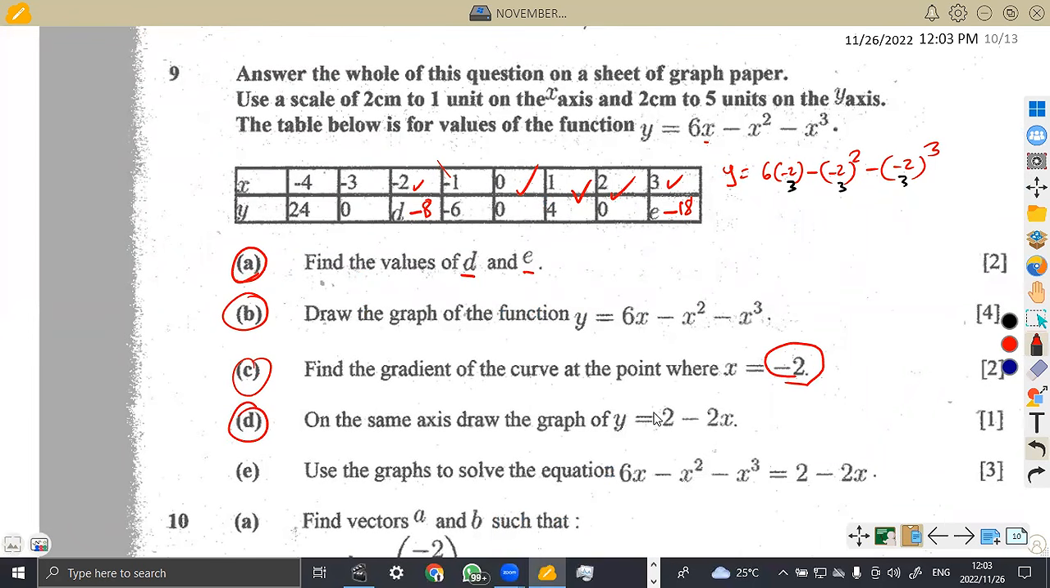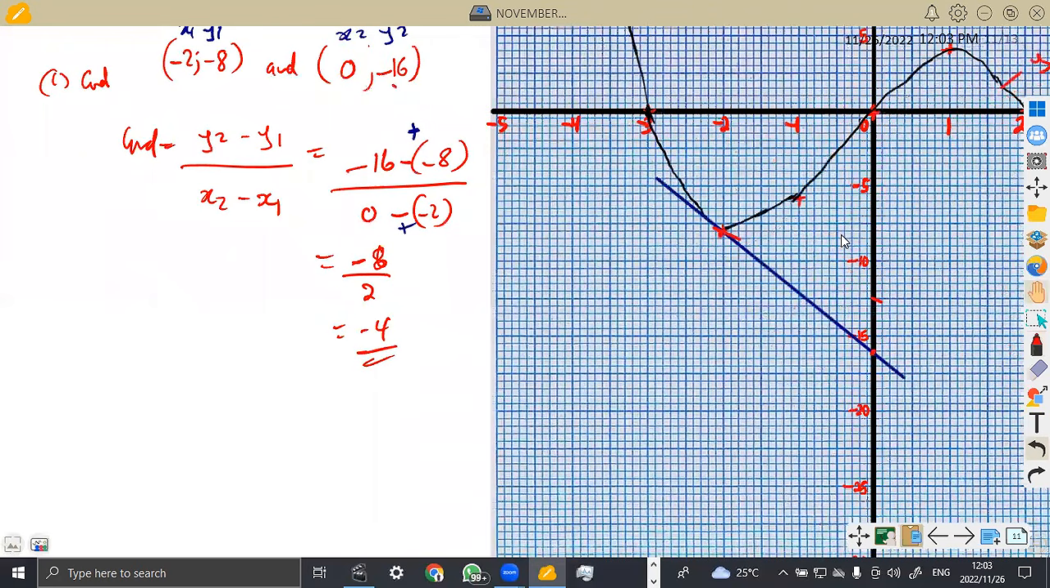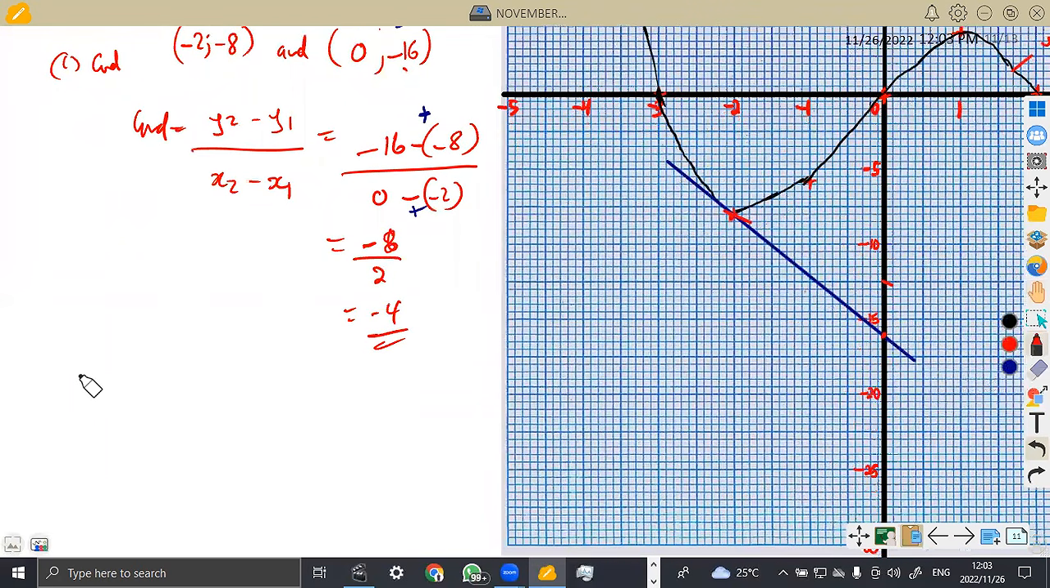Okay, draw the graph of y is equal to 2 minus 2x on the same axis. Okay, so for the graph of y is equal to 2 minus 2x, I don't know which method you were going to use, table of values or double intercept method. But as for me, I'm just going to use double intercept method. So this is D. We've got y is equal to 2 minus 2x. Remember, double intercept, I just need 2 points to work with. Okay, the first point is when x is equal to 0. The second point when y is equal to 0. Okay, when x is equal to 0 here, y is equal to 2.